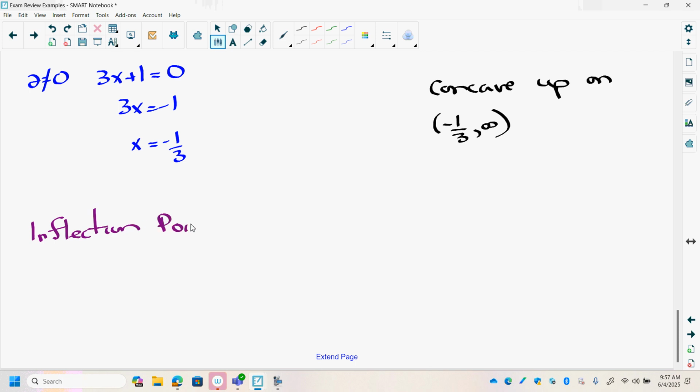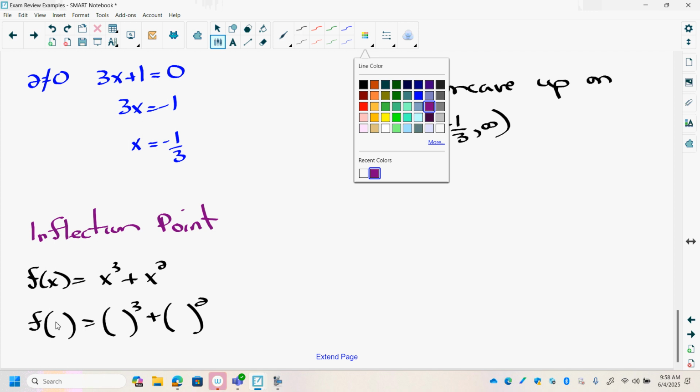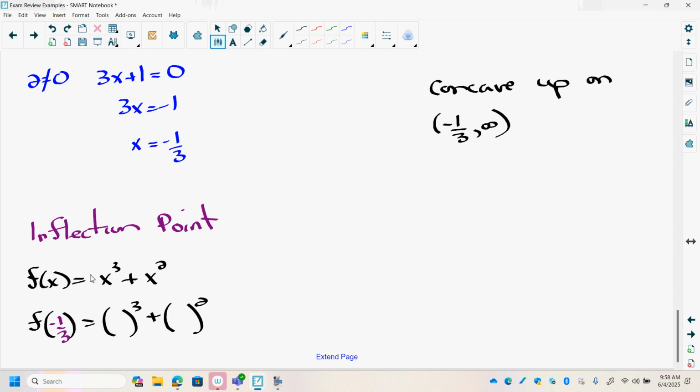That's right. Okay? I'm going to go back to my f of x equals x cubed plus x squared, and I'm going to replace all of the x's with a negative 1/3. Remember, anytime you want a height or the function's height, the y value, you just plug x into the original equation. That original equation, this here, that's a formula for finding heights, for finding y values.